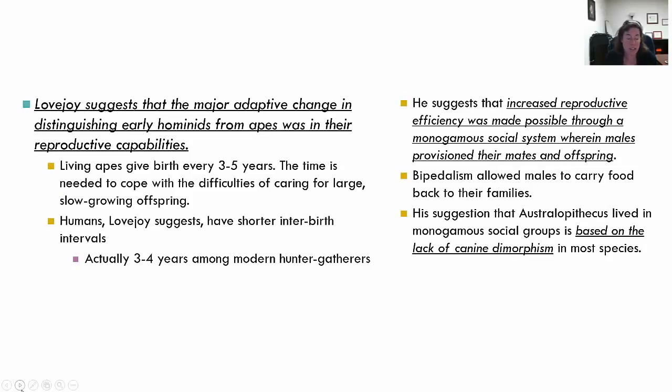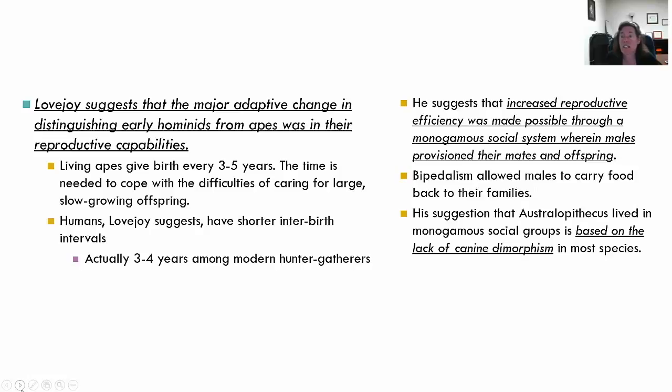Lovejoy, however, suggests that the major adaptive change in distinguishing early hominids from apes was their reproductive capabilities. Living apes give birth every 3 to 5 years. This time is needed to cope with all the difficulties of caring for large, very slow-growing offspring. Humans, Lovejoy suggested, have shorter inter-birth intervals. It's actually 3 to 4 years among modern human hunter-gatherers.